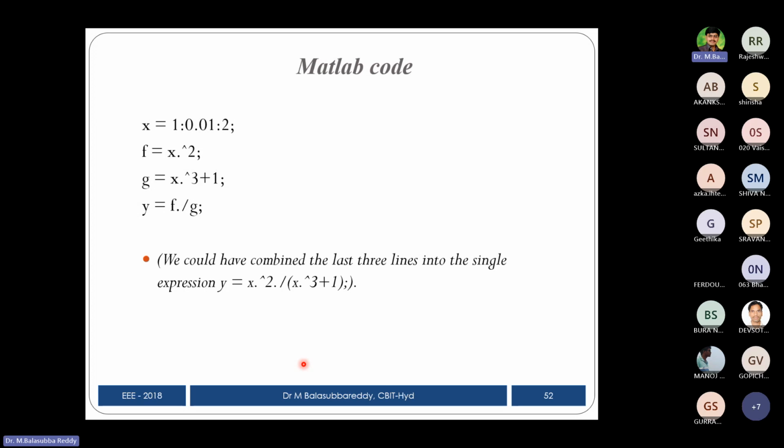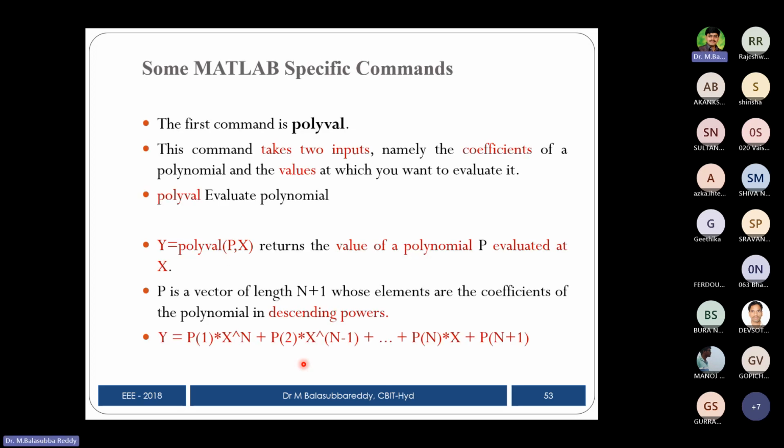Wherever element by element is required, you have to make it as a dot. Now we'll go for polynomials as well. Suppose a big equation is there, x power 10 plus 4x power 9 plus 3x power 8 and so forth. Then you are solving for the roots of that polynomial equation. It is all a little bit complicated.